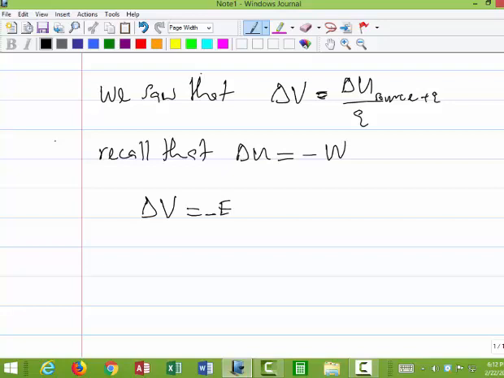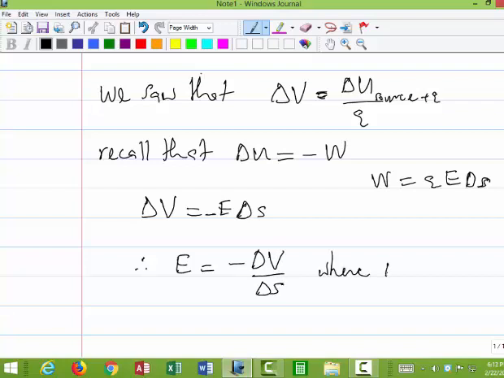So W is equal to E delta s, so delta V is just equal to that. The work W is equal to Q E delta s. Okay, so if you just put that on top there, then delta V is minus E delta s. Therefore, E is equal to minus delta V over delta s, where E is the electric field.